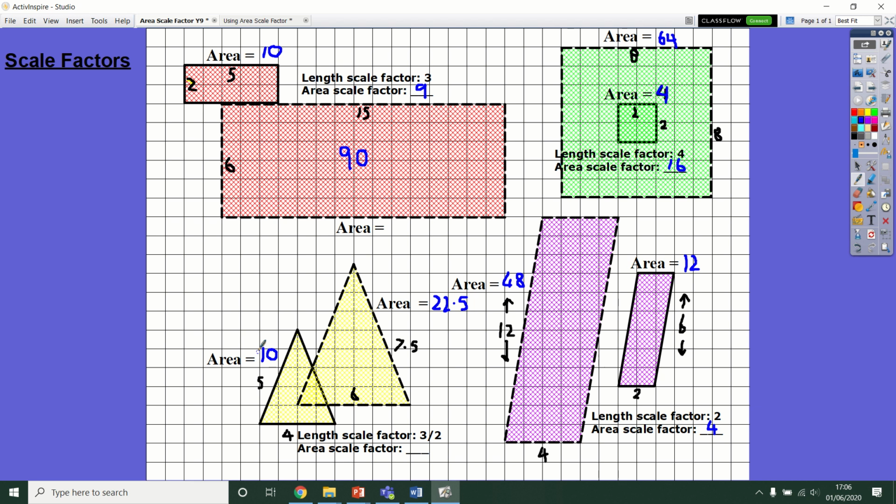Okay, so then small area, big area. What it might be helpful to do is you can maybe turn this into a decimal if that helps you out. If this is 1.5 for 3/2, then to get from 10 to 22.5, you want to be multiplying by 2.25.